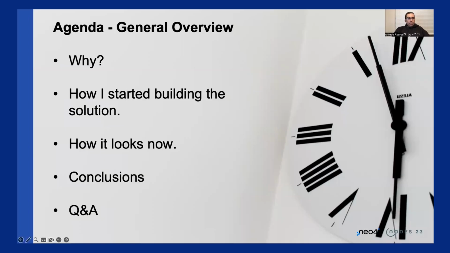As a big overview, the agenda for today is explaining why this project was born, what the basic requirements from the company were, and what we need to discover from that. The second phase: how I started building the solution along with my team, how it looks now, and some conclusions, and giving some space for questions and answers. Because I'm recording this session, if you have any questions, please let me know through my channels that I will share at the end of this chat. Thank you.